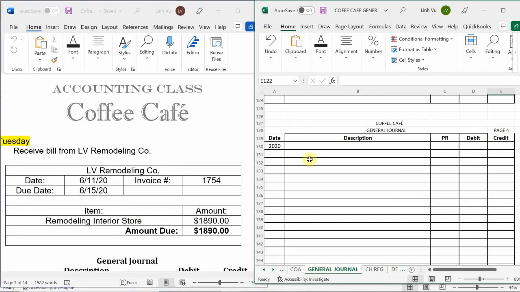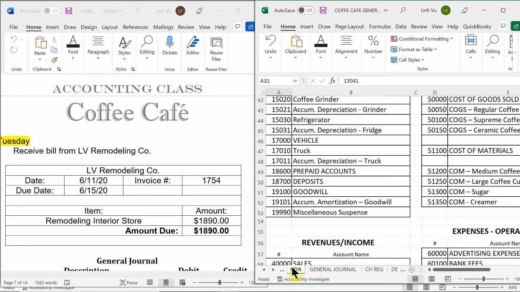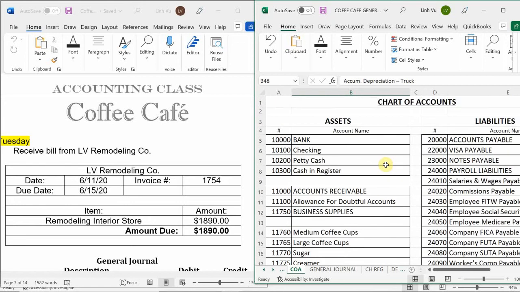Okay, you put it in your journal. Right. Okay, let's take a look at my chart of accounts. Now, in this case, I hired them to do a job for me, right? So where would they fall under? Now, they're not an employee, right? Because their job was to just do interior designing for me. That is not what my coffee shop does. The job isn't interior design. The job is to sell coffee, right? So in this case, they are definitely not an employee.